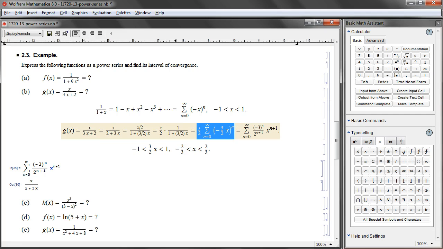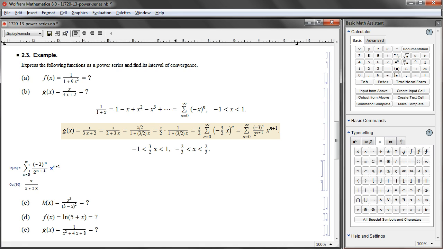After that, a little bit of simplification. X times, in the numerator, x times x to the nth power, so we have x to the n plus first power. And then in the denominator, 2 times 2 to the nth power, so we have 2 to the n plus first power. What's left will be negative 3 to the nth power.